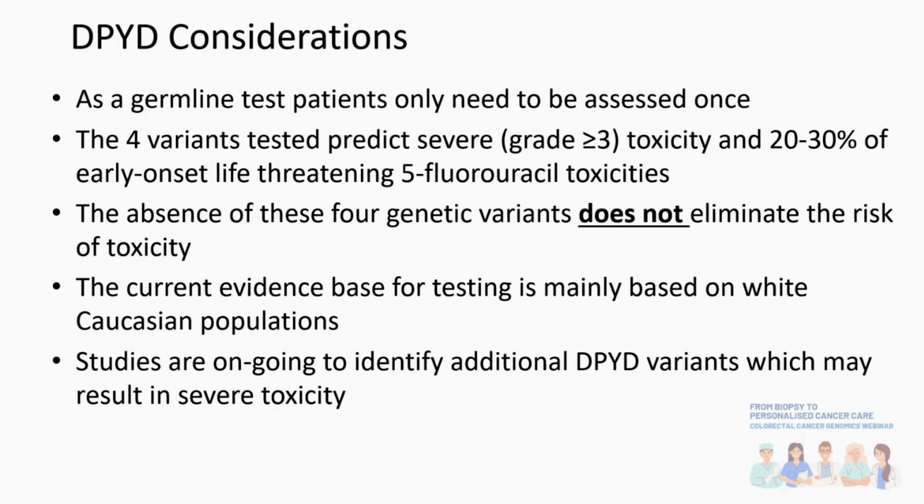So as this is a germline test, the status won't change, so it only needs testing on one occasion prior to having 5-FU or capecitabine treatment commenced. The variants described predict a significant proportion of the patients who would go on to develop severe toxicity quickly after commencing treatment, but not all patients.